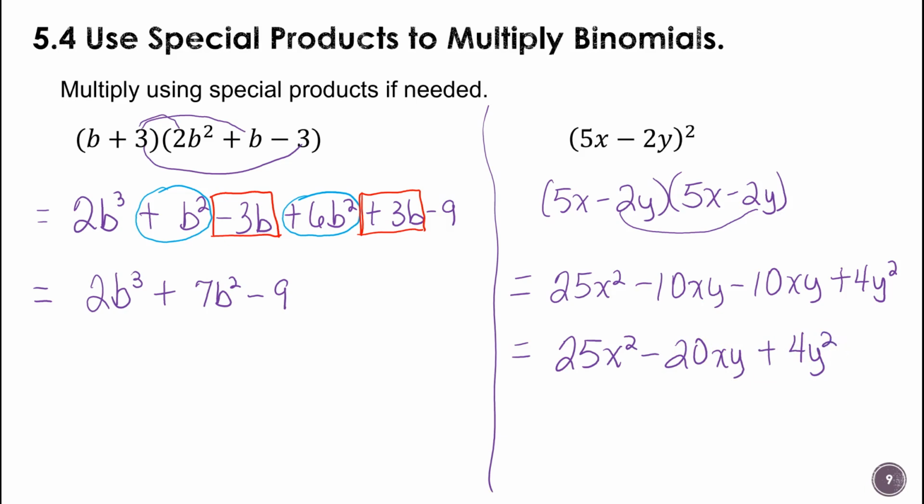All right, and so we didn't really use a formula there, and that's okay. It's fine to do it that way, and most students understand it that way better.